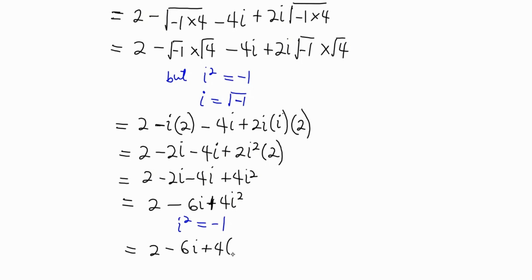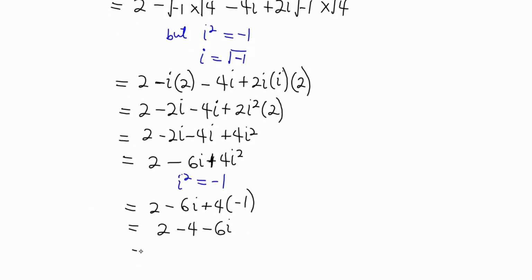plus 4 multiplied by negative 1. So here we can see that 2 minus 4 minus 6i. That is grouping like terms strictly. And here we are going to get negative 2 and then negative 6i. And this becomes the solution to our question.